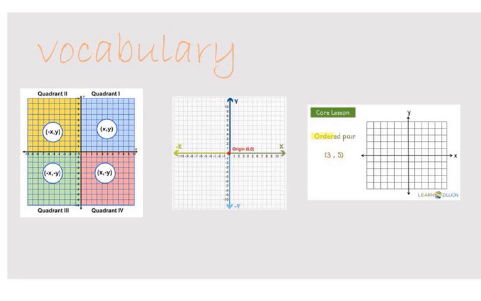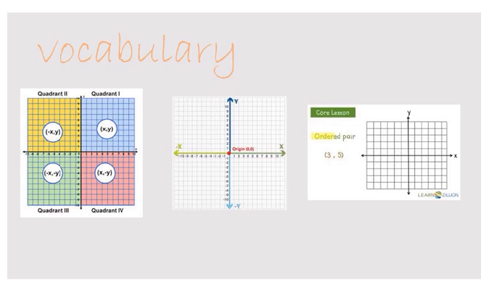Here's a look at your vocabulary. Actually, if we'll just start looking here, you see quadrant 1, quadrant 2, quadrant 3, quadrant 4. Those are four vocabulary words that you need to be familiar with. Also, here is the origin. The origin is at the ordered pair 0, 0.